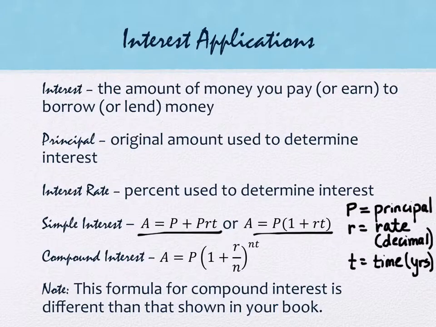I think there's only one letter left, N, and it only occurs in the second formula, for compound interest. Does anybody remember what that N is? How many times it's compounded? Very good, in a year. I like how you said it better, but I'm going to write it the way I always write it, and then I'll re-say it. N is the number of compoundings per year.